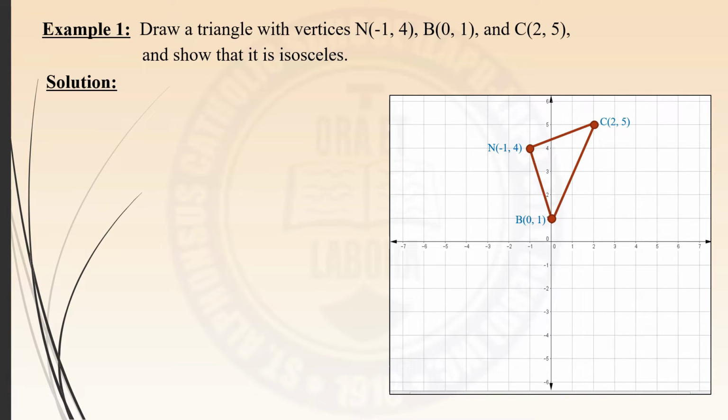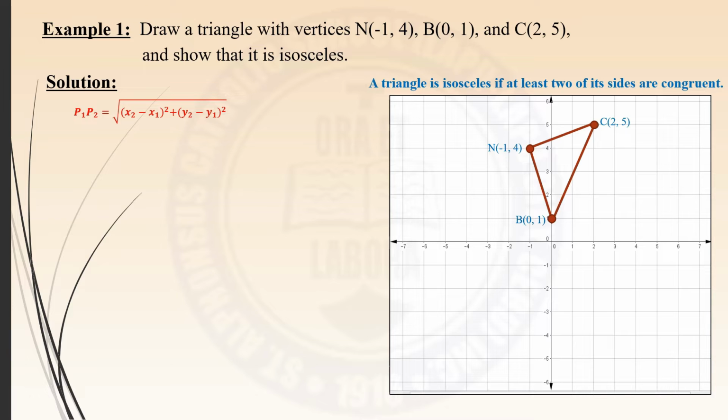But we are asked to show that this figure is isosceles. Take note, class, that a triangle is isosceles if at least 2 of its sides are congruent. Now, how can we prove that this figure is an isosceles triangle? In order to prove that, we are going to use the distance formula, which is P1P2 is equal to the square root of the quantity x2 minus x1 raised to 2 plus the quantity y2 minus y1 raised to 2.